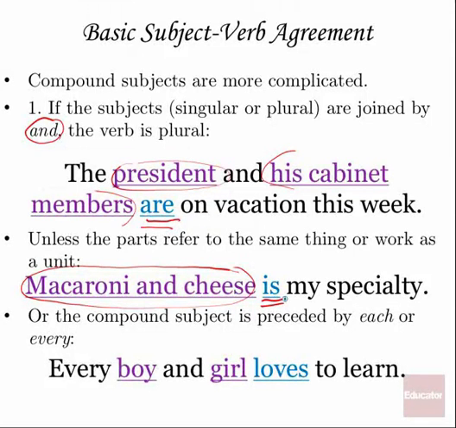There's also an exception if the compound subject is preceded by each or every, which means that each or every example of this, whatever it is, is being treated individually, so it gets a singular verb. Every boy and girl loves to learn. Every boy loves to learn and every girl loves to learn.